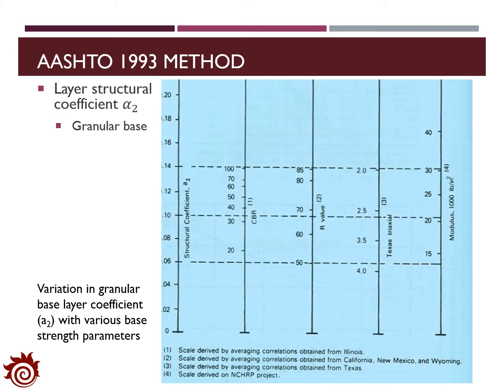This figure shows the estimation of the structural coefficient A2 for the granular base. Basically, in this figure, the axis on the left is the scale for the value of A2, and it could be determined by the value of CBR, R value, the Texas triaxial test result, or the resilient modulus. For example, if you find the CBR value as 35, then the value of A2 will be 0.1.